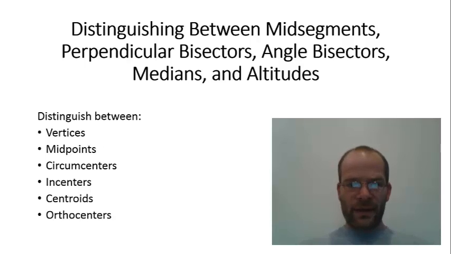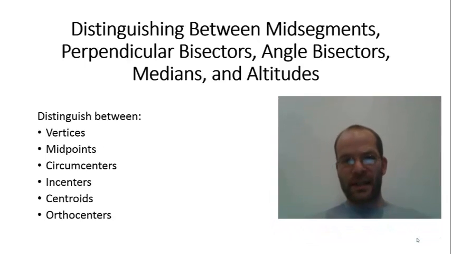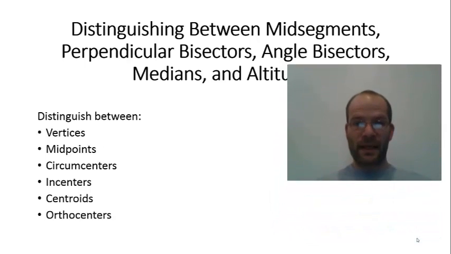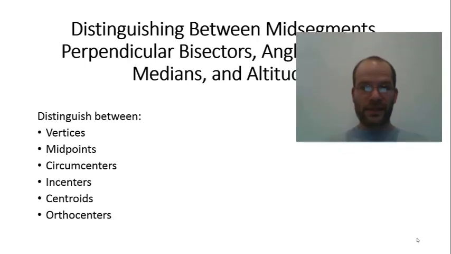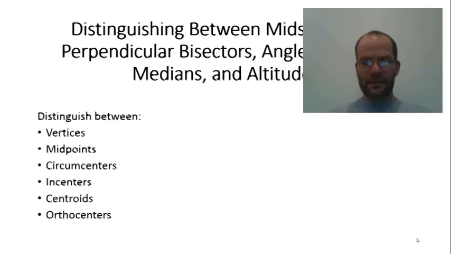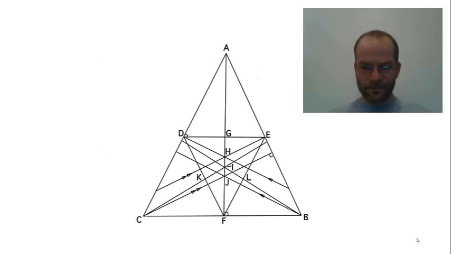Remember, when we talk about these last four, circumcenters, incenters, centroids, orthocenters, these are all points of concurrency of certain specified lines or segments in the triangles. So if we can tell the difference between these different points, we should be able to figure out which lines we're looking at. And if we know which lines we're looking at, we should be able to figure out which points are which. To get started, we're just going to take a look at a diagram.